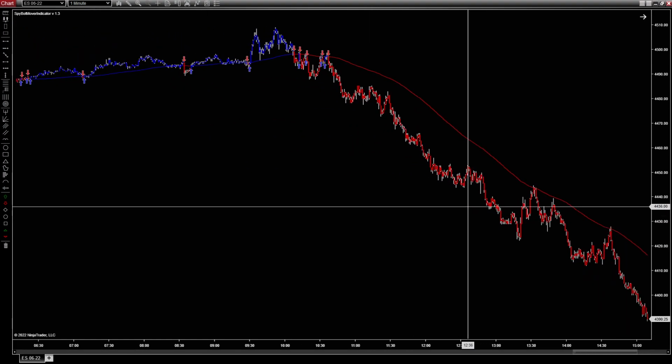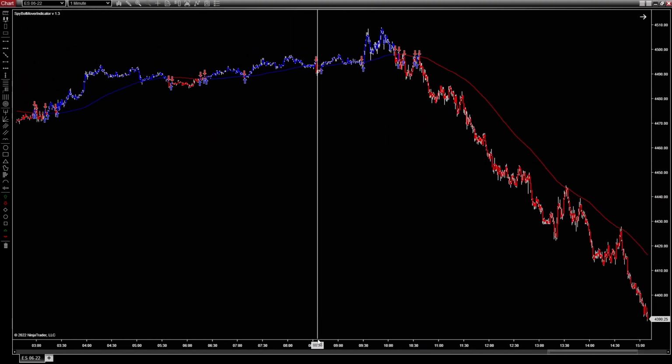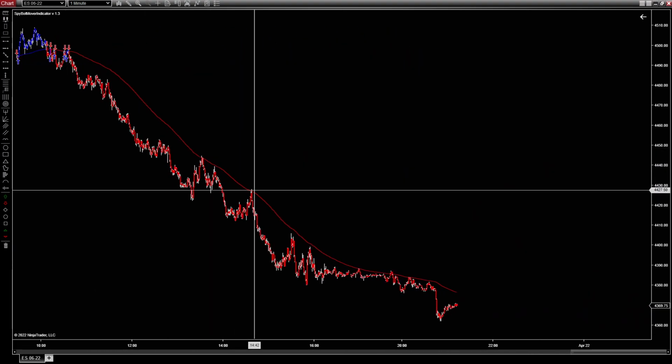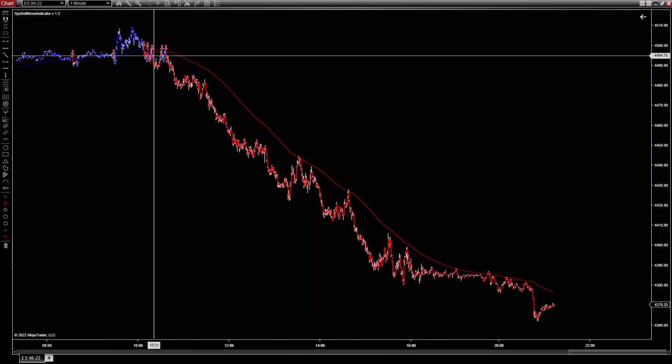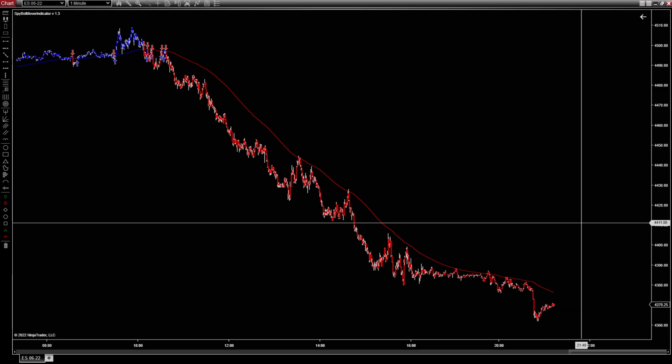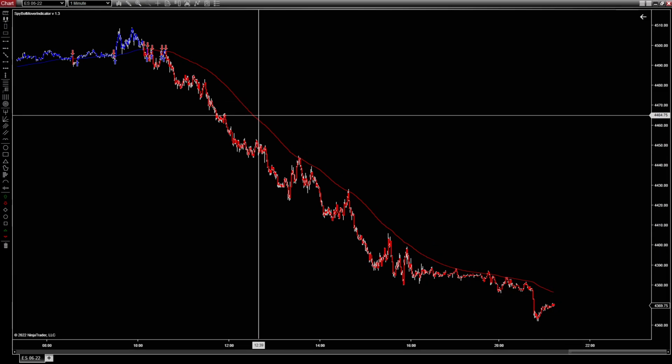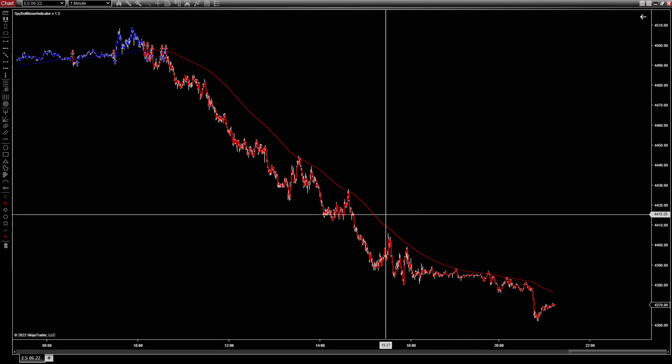So 144. That's actually a pretty good one. I've never used the 144 thing, but look at that. It's just telling you red the whole day. But this is the mover. It changes the colors of the candles.